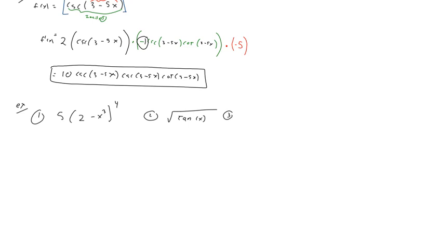Let's try this. So what Jeff was saying, the question was, for the two cosecants, since they're the same, couldn't we combine them together? Yeah. It'd be 10 cosecant squared of 3 minus 5x times cotangent of 3 minus 5x. So this is also probably a more correct version.